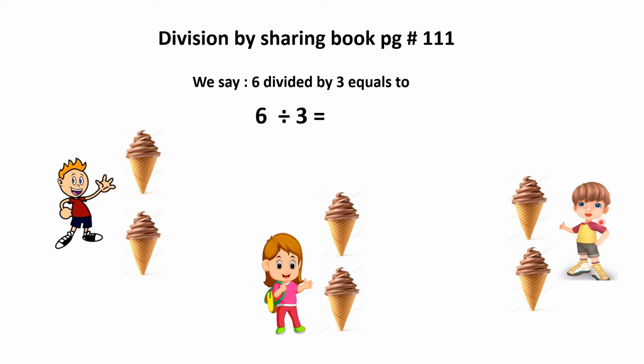Let's see how many ice creams each child will get. Yes, these 3 children get the same number of ice cream cones, 2. So the right answer here is 2. Each child will get 2 ice creams because we have distributed equally among 3 students. We say 6 divided by 3 equals 2.